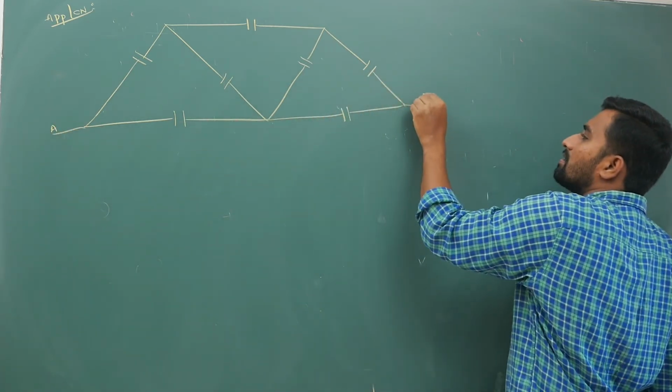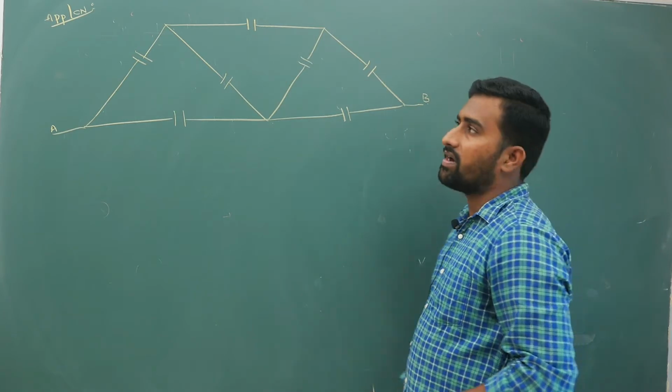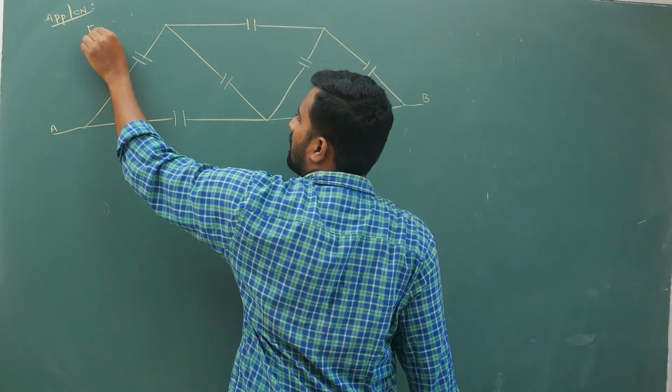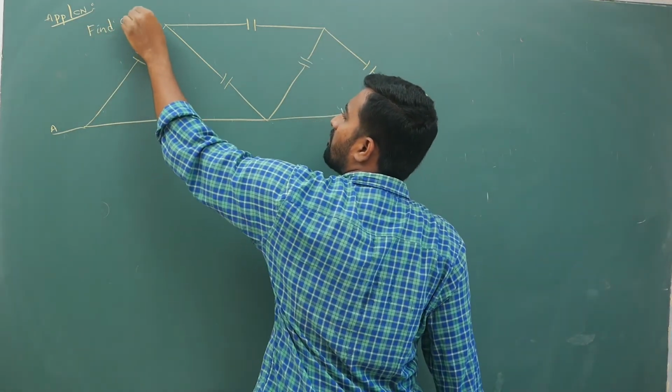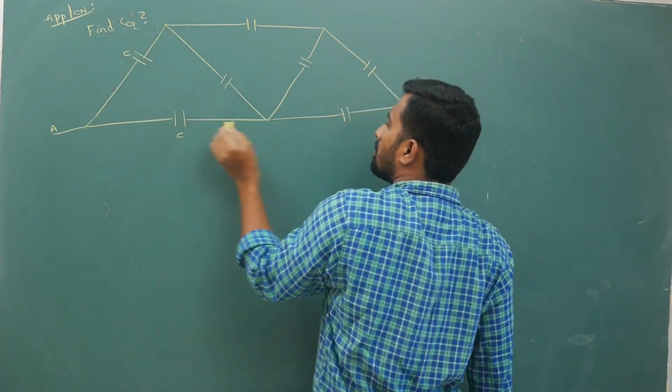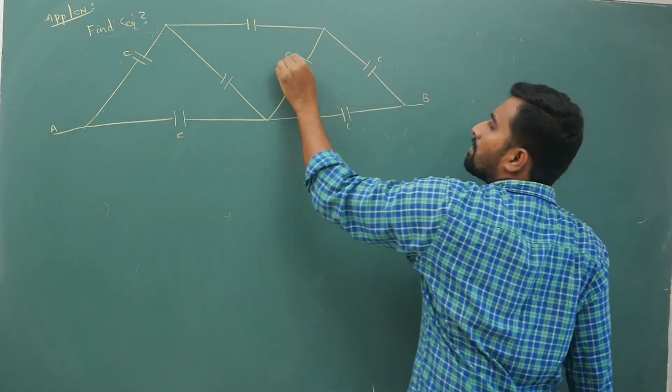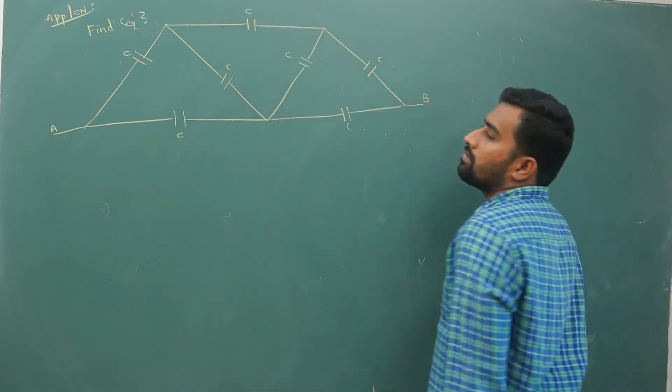So this is A, this is B. You are supposed to find the equivalent capacitance. All are equal capacitors. Find C equivalent. So that is your question.